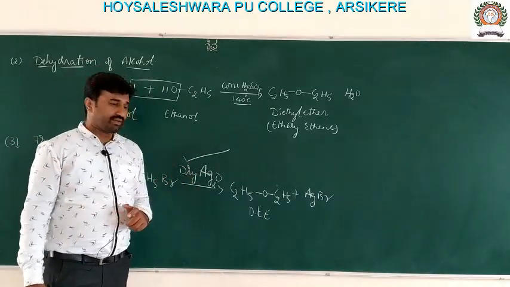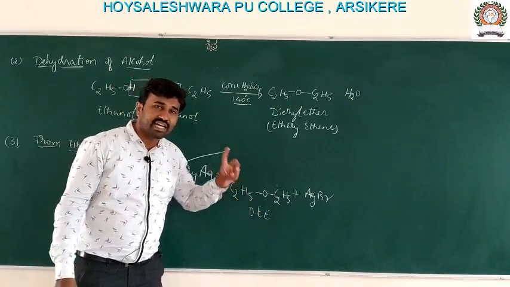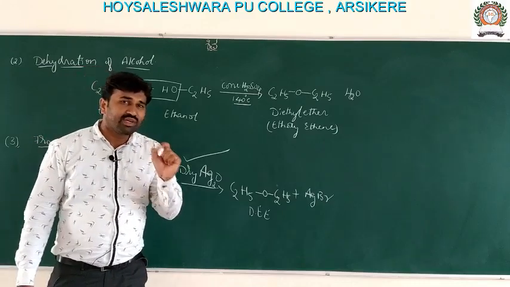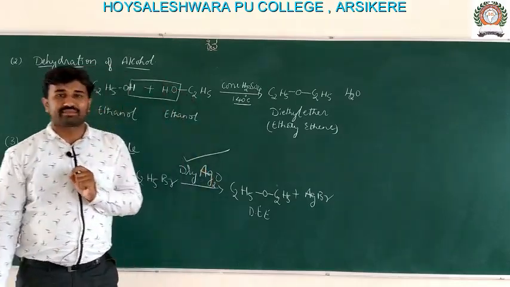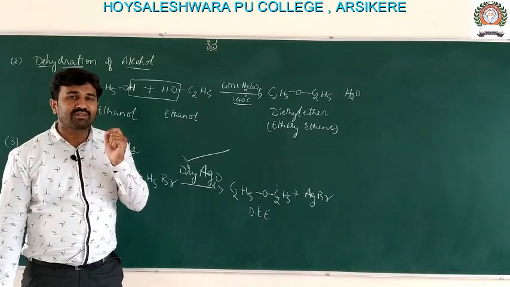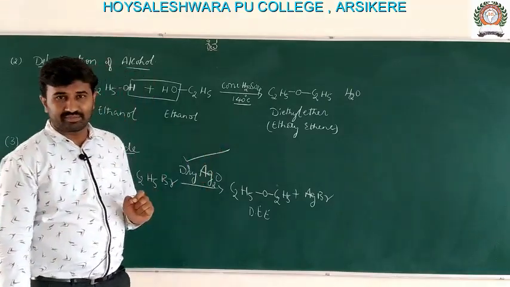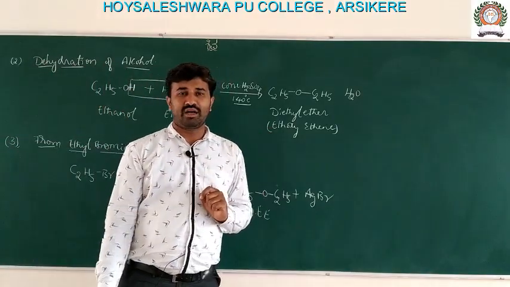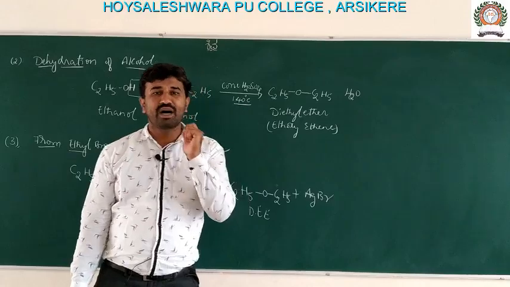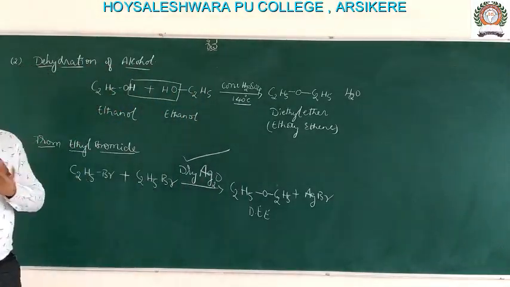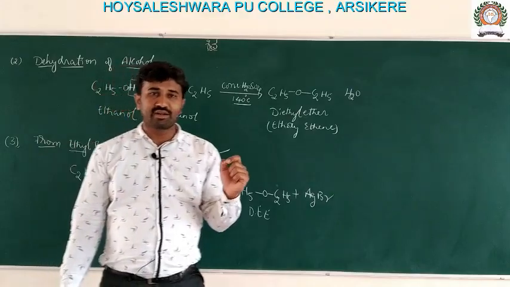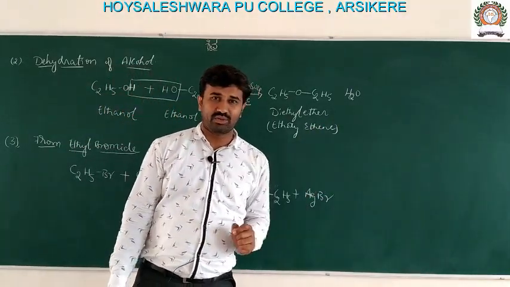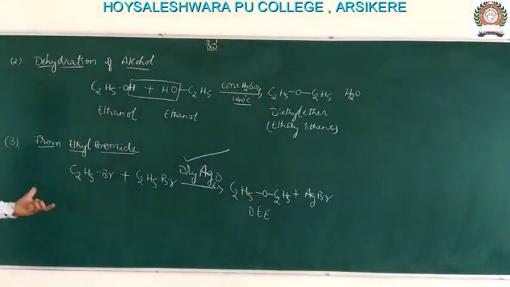But in case of dry silver oxide, what does it form? Ethers. Remember this. Ethyl bromide upon reacting with dry silver oxide forms ethers. If ethyl bromide reacts with moist silver oxide, it forms alcohols. Don't confuse. Moist is different. Moist silver oxide yields alcohols. Dry silver oxide yields ethers. See these reactions.